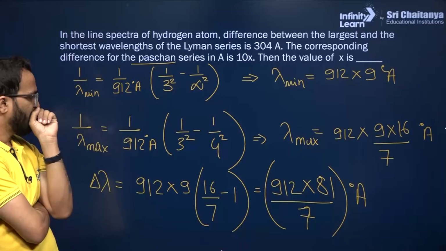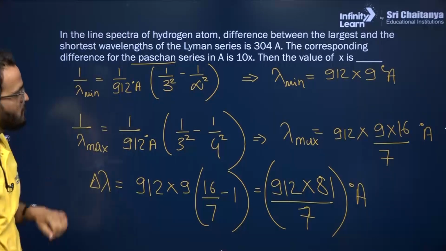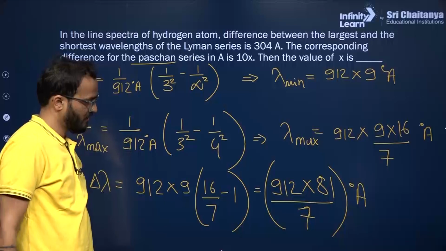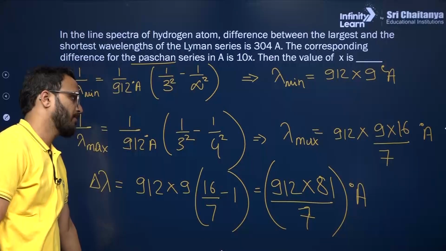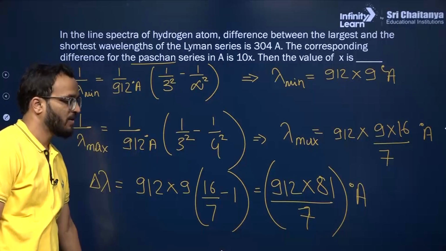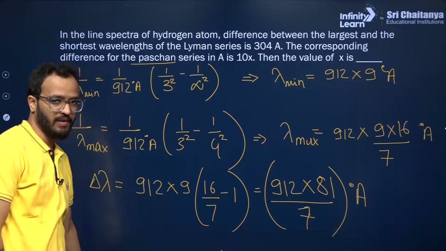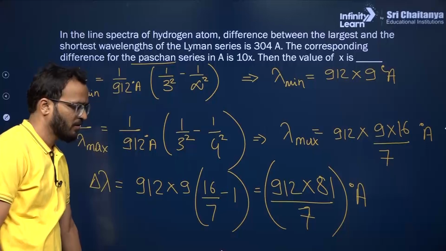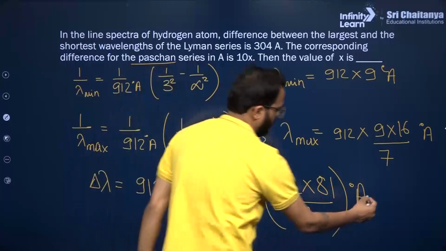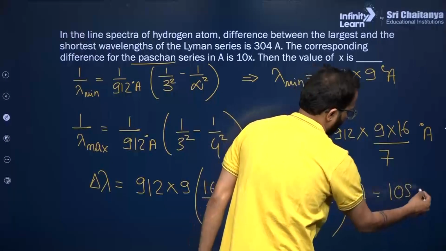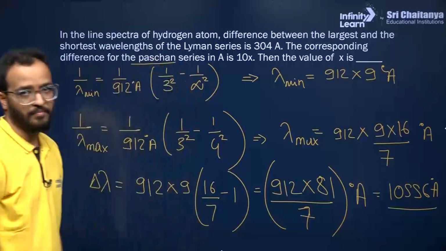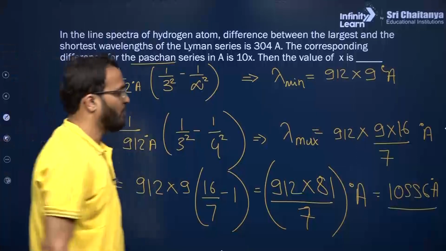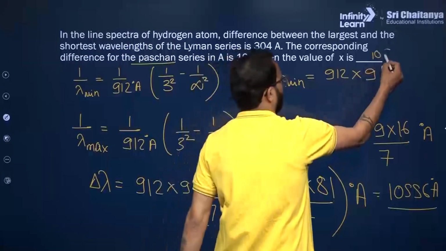So it is 912 into 81, 7 sevens are 49, so 70... 10 point something, right? 7 11s are 77, 11 point something. So it is 105 something, like 10,556 angstroms. Okay. So the answer for here will be approximately 1055, I guess.